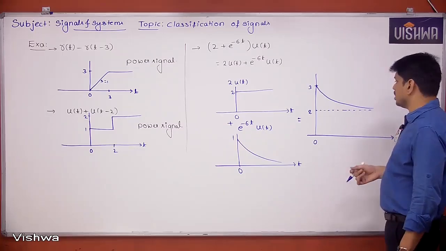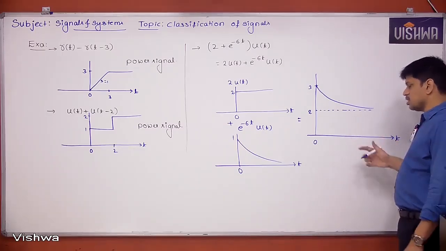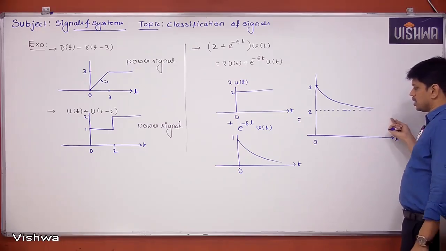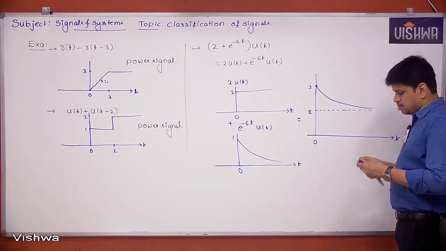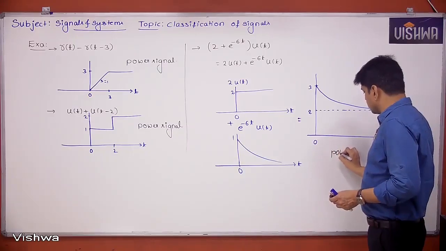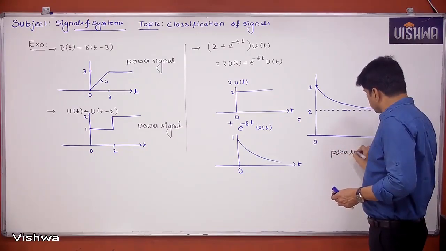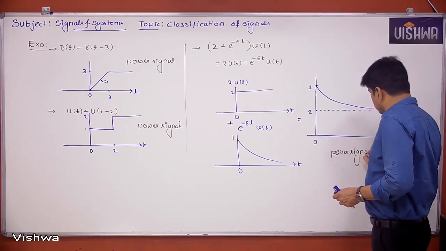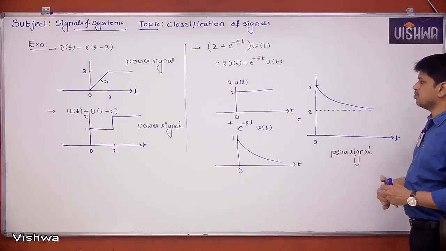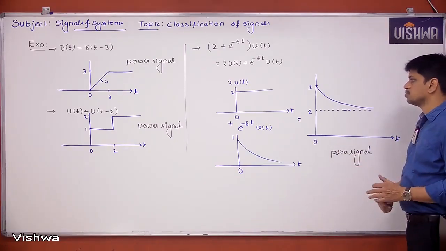Now, if you observe carefully, it is an infinite duration signal whose amplitude is tending to 2, which is a constant value at t tends to infinity. Then this comes under the category of power signal. Okay, take it. Power signal. Please make the notes. We will see some more examples.